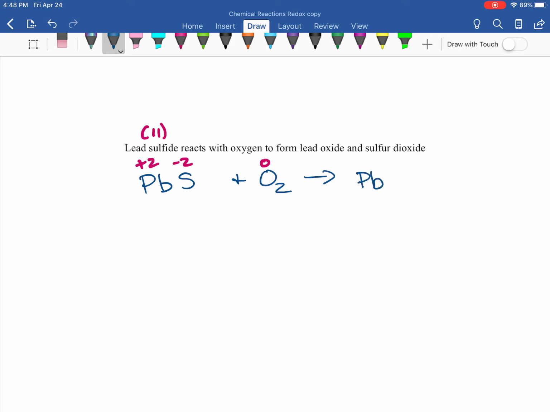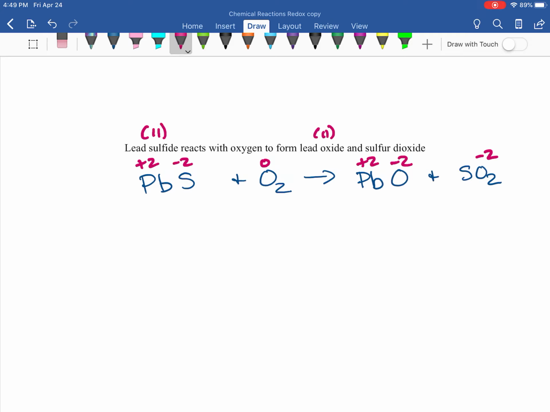Okay. Reacts with oxygen, elemental oxygen. Let's just go ahead and put that in right away. That's a 0. And we're going to form lead oxide. Okay. So again, we should have probably called that lead 2 oxide, in case I just happened to notice that I grabbed an older periodic table and I've got both of those options on there. And then sulfur dioxide. All right, let's go ahead and use our trick for covalent molecules.